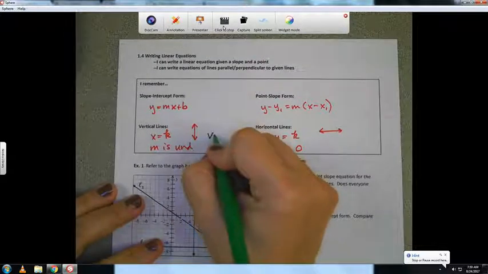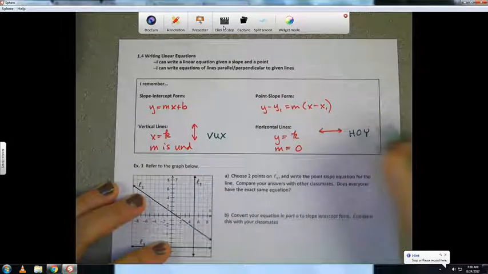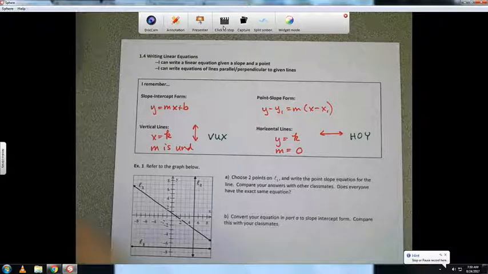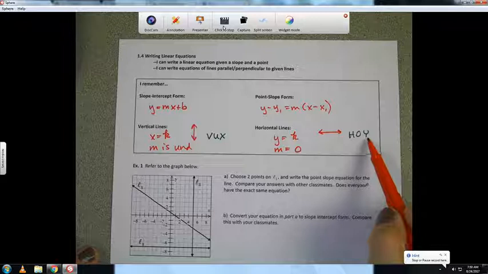Some people use these acronyms to help remember the components of the vertical and horizontal lines. Vertical, undefined x. Horizontal, 0, y.